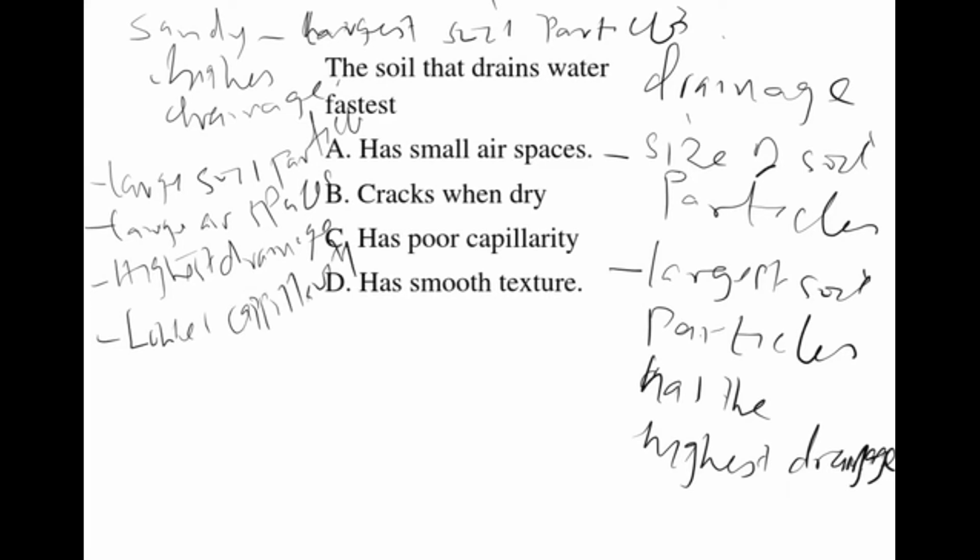So using that information, we can easily get the correct answer. The right answer there is that the soil that drains quickly, or which has the highest drainage, also has the lowest capillarity, or the poorest capillarity. Therefore, the correct answer there is C, that is, has poor capillarity.